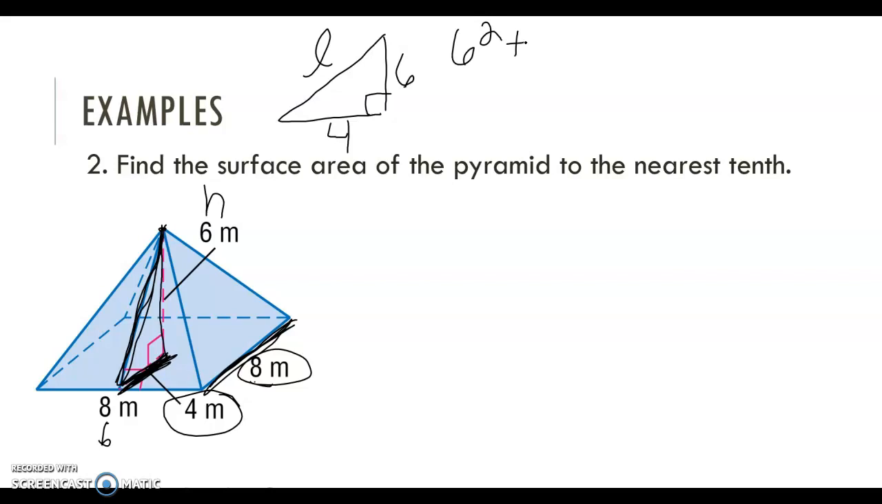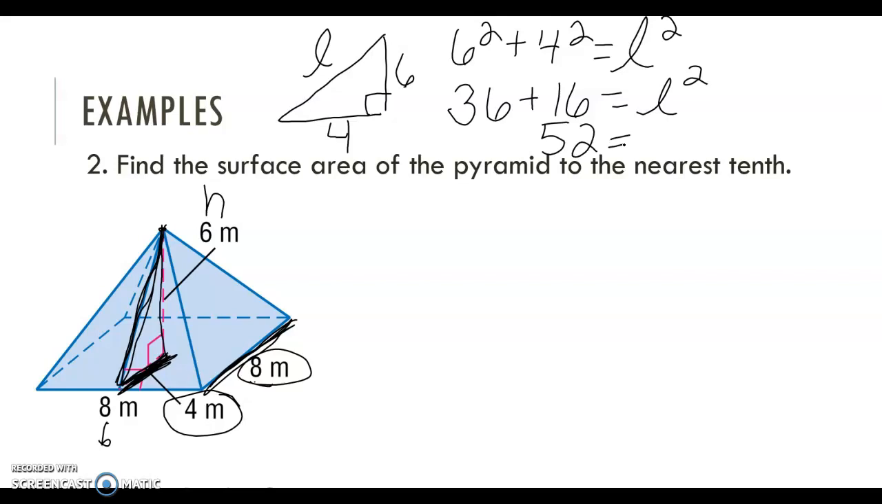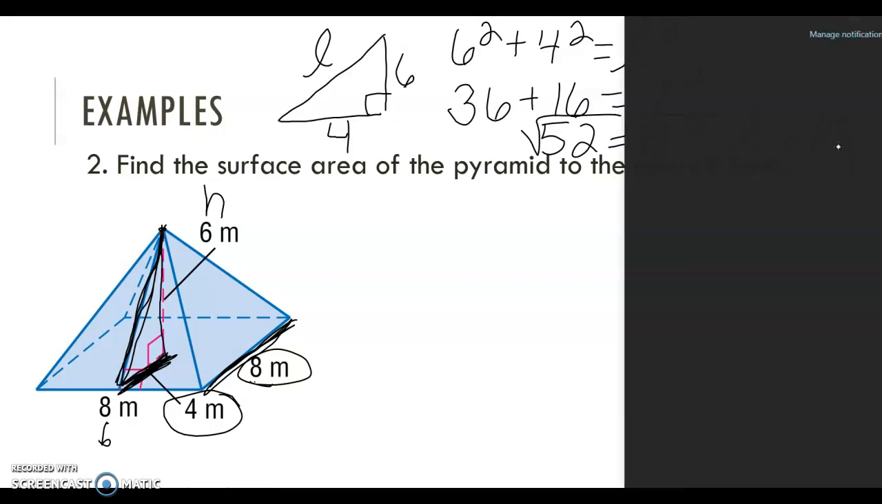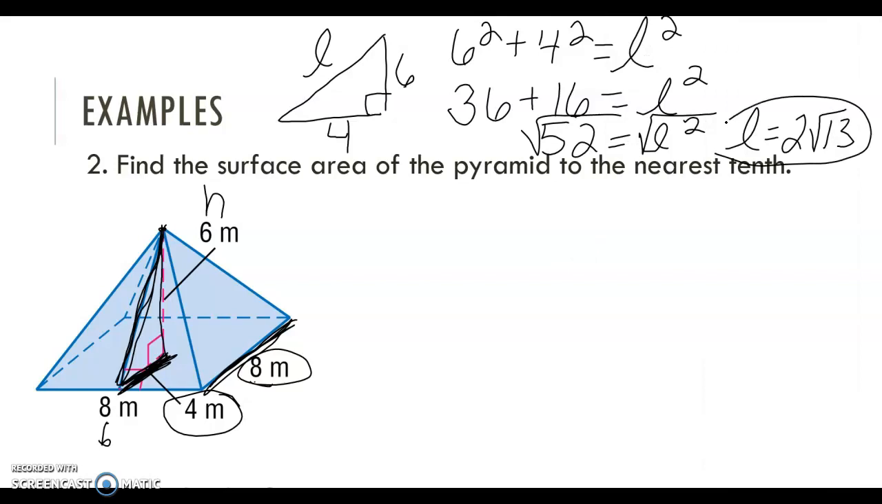So you would do 6 squared plus 4 squared equals L squared. 36 plus 16 equals that slant height squared. 36 and 16 adds to give me 52 equals L squared, and you take the square root. That leaves me with my slant height. Square root of 52 simplified gives me 2 square root of 13. So I'm going to leave the slant height just like that for now.